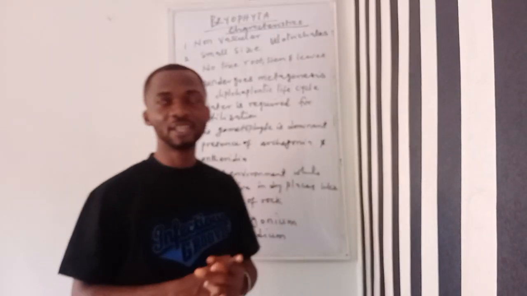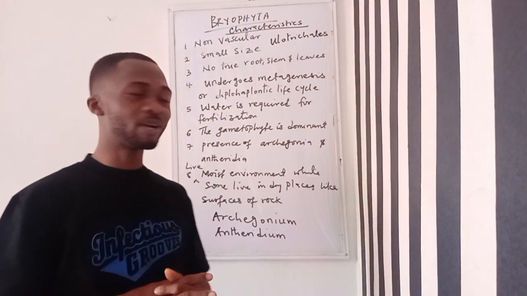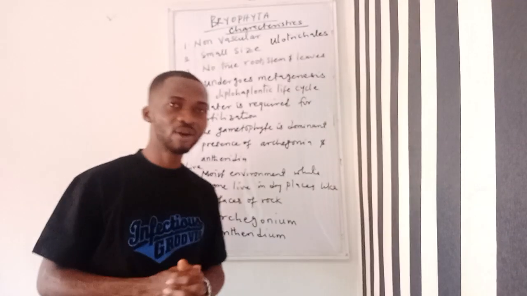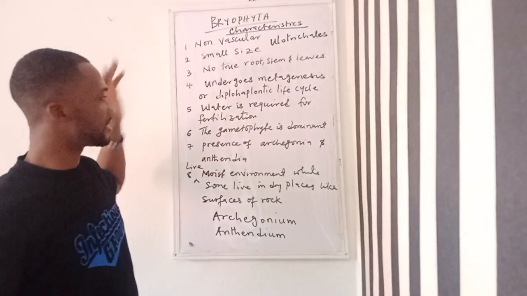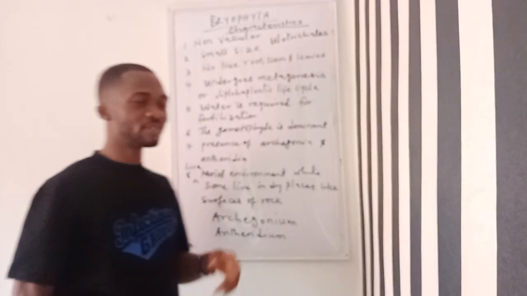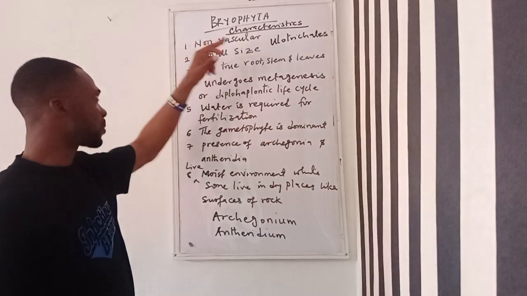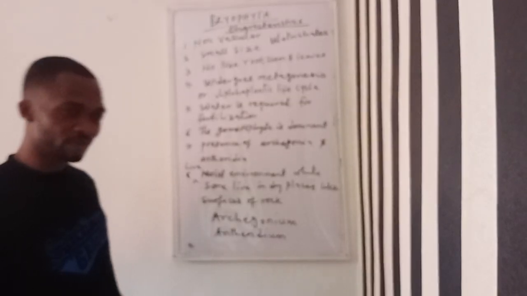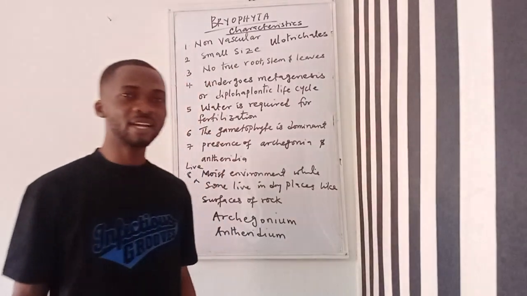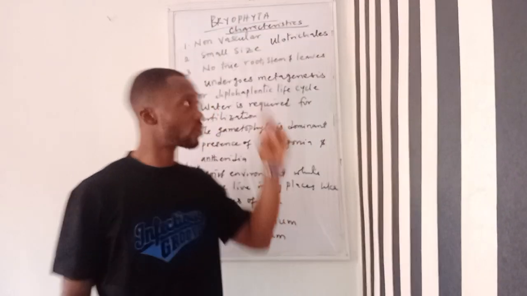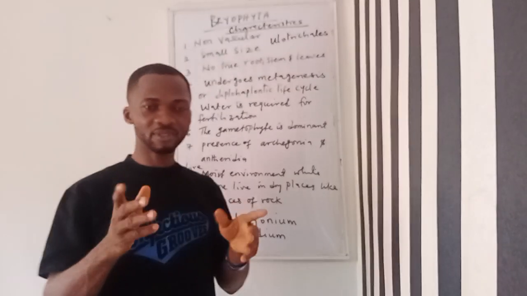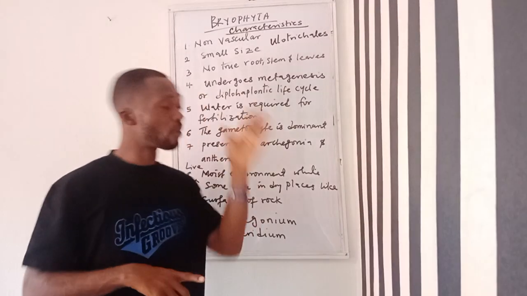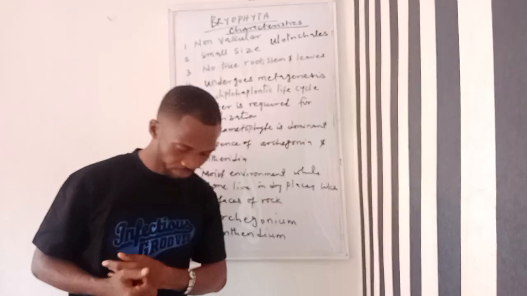Having said all this, it is now important we talk about the characteristics of bryophyta. I've mentioned some of these things in the course of this introduction, but let's go through them again. The first one is non-vascular. Bryophyta are said to be non-vascular. We are discussing bryophyta now. I don't want to make the mistake of placing Bryophyta in place of pteridophyta, so in case I made a mistake, please take note. What we're discussing is Bryophyta.